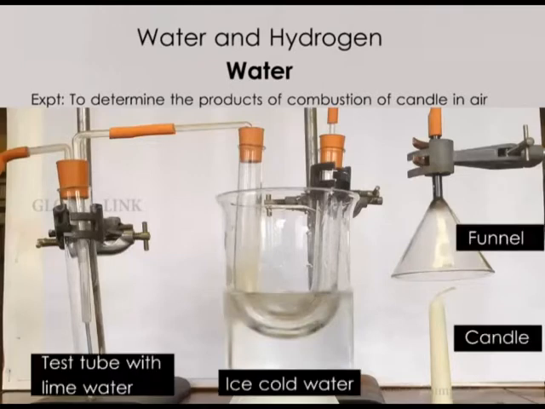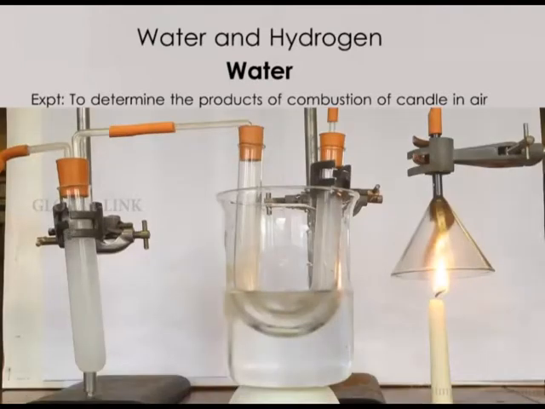We place a funnel above a burning candle and connect it to a U-shaped tube dipped into ice-cold water to allow for condensation. This U-shaped tube is connected to a test tube with lime water. The test tube is then connected to a suction pump. And as you can see, the lime water is already forming a white precipitate, indicating the presence of carbon dioxide.